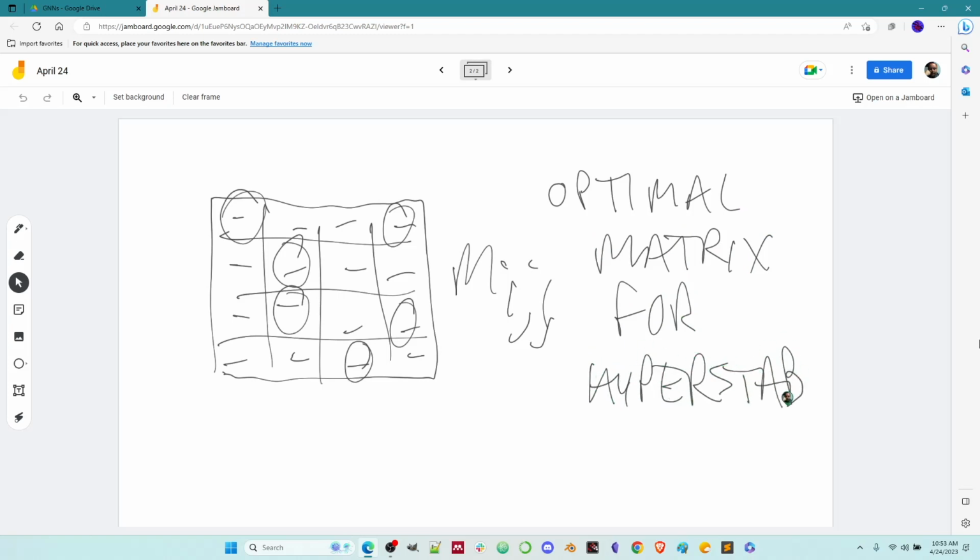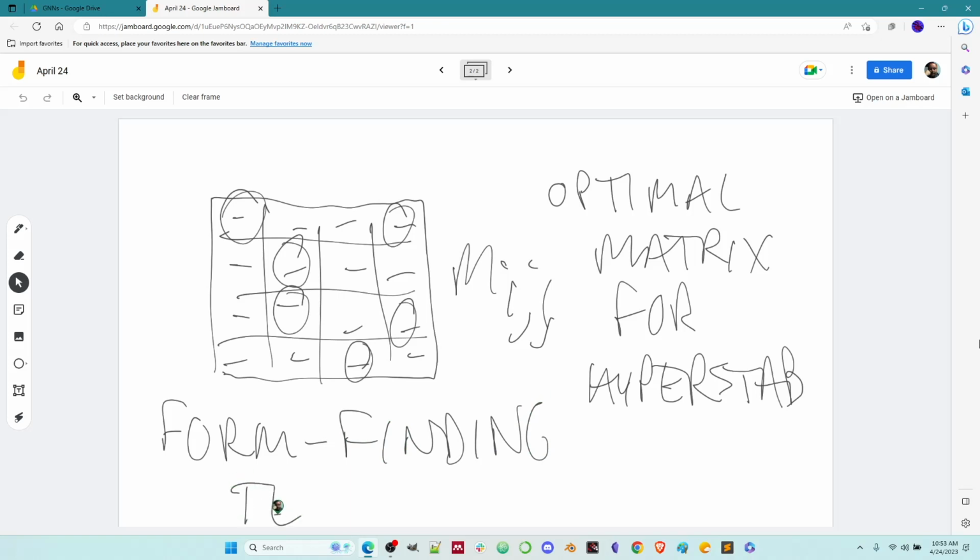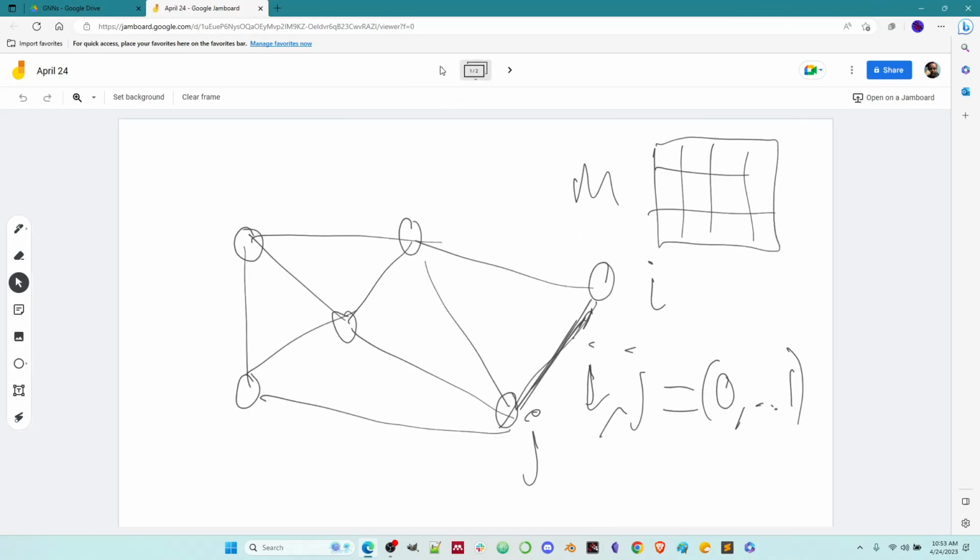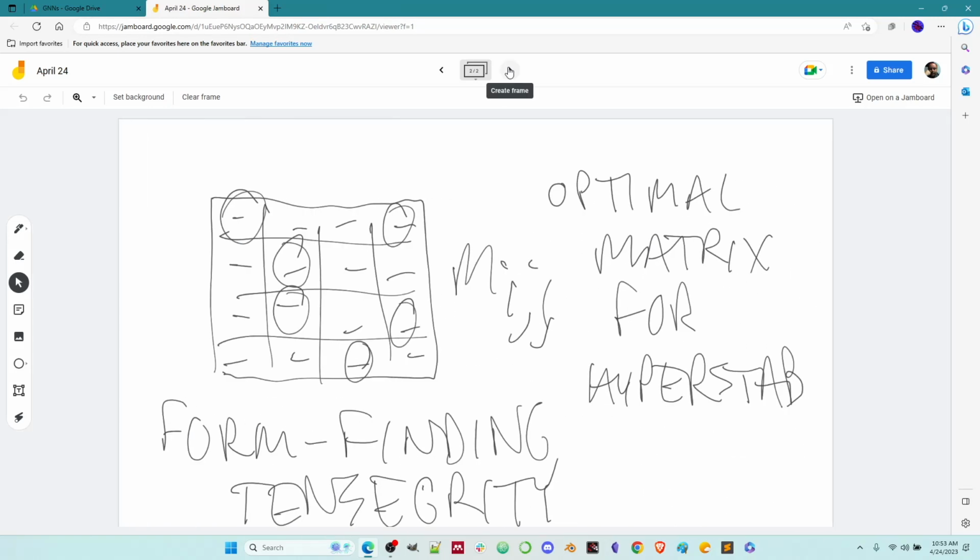And this is form finding tensegrity. So I think in the meeting we talked about how you might be able to get a neural network from tensegrity, but also a graph neural network by extension, because that's what we're talking about here. So all of these graphs look like this with a matrix, and then we can apply it specifically to tensegrity or a form finding exercise.